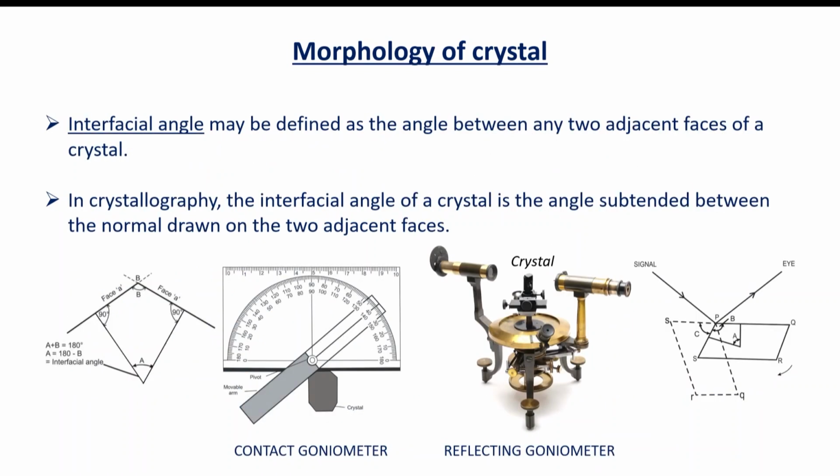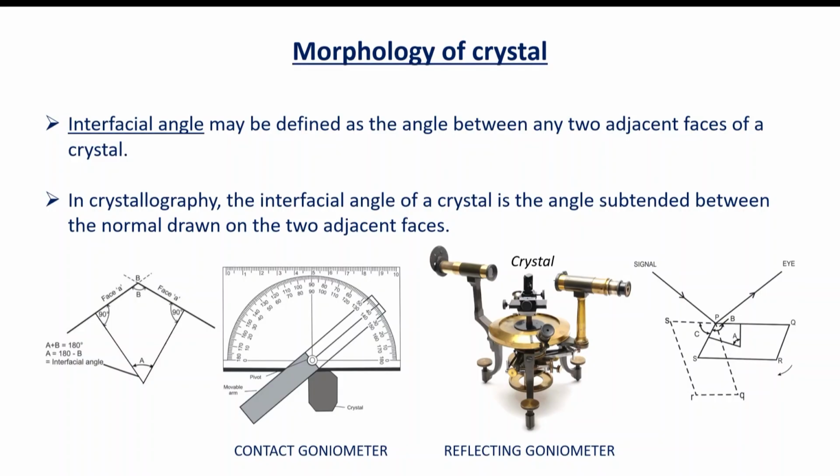Then there is another morphological feature which is again extremely important, that is your interfacial angle. And the interfacial angle may be defined as the angle between any 2 adjacent faces of a crystal, like this, like I was referring to this crystal earlier. Then these 2 are your adjacent faces, you can see this one and this one. So the angle between these faces will be your interfacial angle, not just the angle between any 2 faces in the crystal. You have to always consider the angle between the adjacent faces. So that will define your interfacial angle.